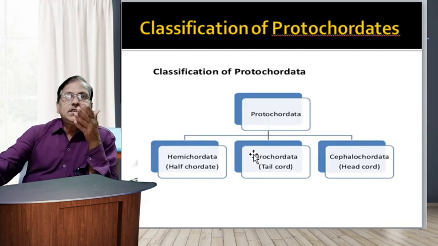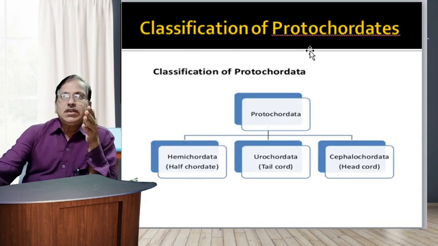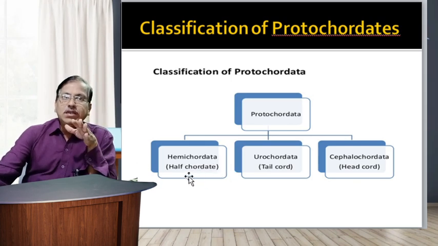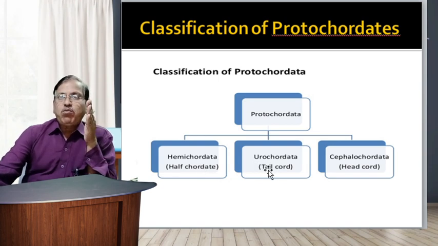Next is a simple schematic representation of the Protochordata classification. Protochordata are divided into three subphyla. Hemichordata, according to the notochord present. Hemi means half, chorda means chord. In this animal group, the notochord is present only in half of the body.